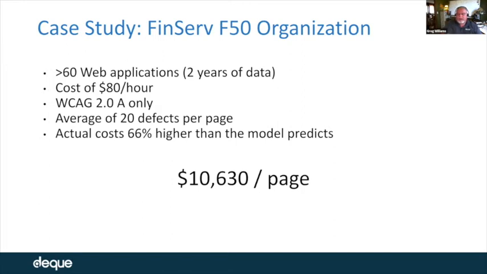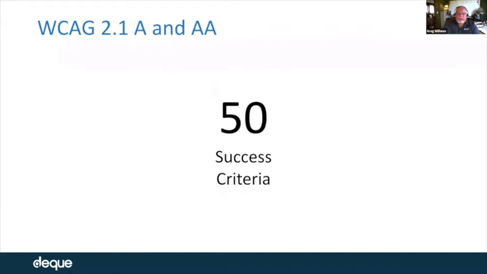But I do want to talk about the success criteria and give you a few statistics about the success criteria that are going to explain a little bit about why we're focusing where we are and why these things are important to focus on to address this issue that I've illustrated. So in WCAG 2.1 A and AA, there's 50 success criteria.